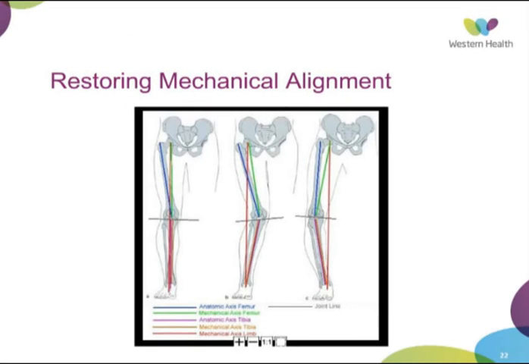So again, looking at this diagram about mechanical alignment, when we've talked about all those different axes, our aim is to try and get a neutral alignment so that we're making our cuts perpendicular to the mechanical axis of both the femur and the tibia, which will make our knee replacement parallel with the floor when the patient's standing.